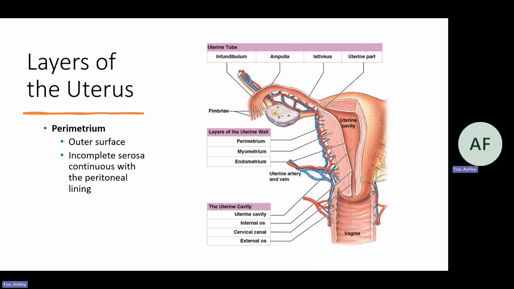Looking at the layers of the uterus, metrium has to do with the uterus, and peri meaning around. So this is around the uterus. This is the outer layer. So you can see the outer layer right here. That can be continuous with peritoneal lining, so visceral peritoneum can continue with the perimetrium.